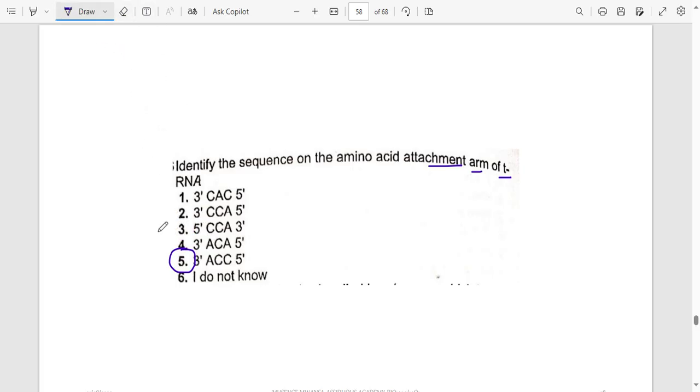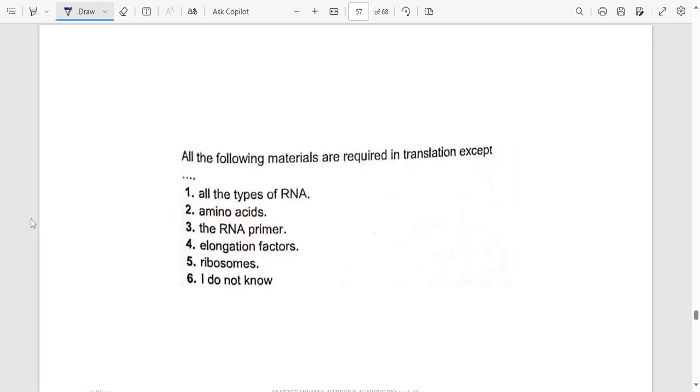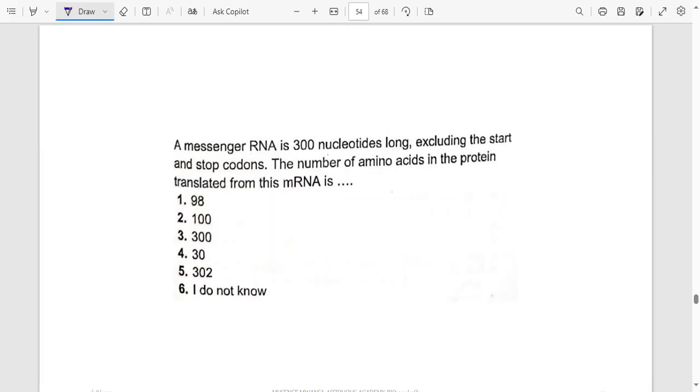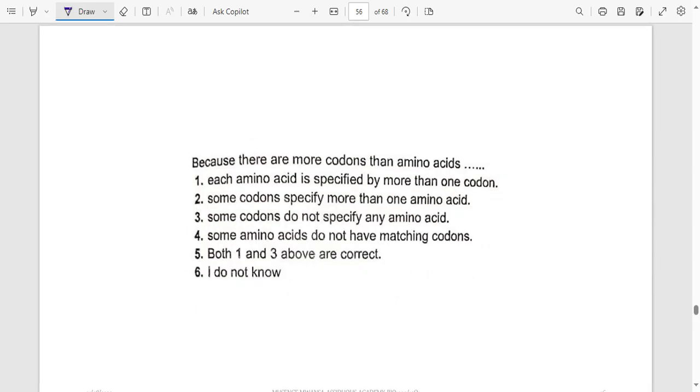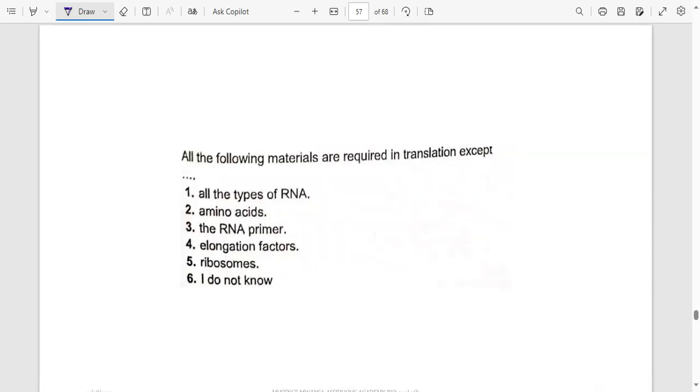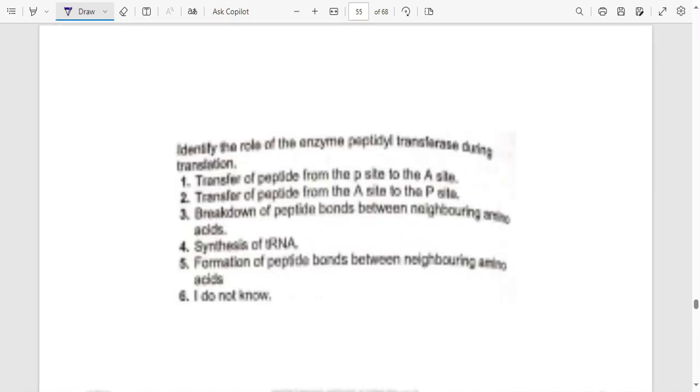3 prime CCA, and then another one I chose 3 prime ACC. So let's now go. Which one is the answer here? I want some more people to support any option. These are the two possible answers, but which one is which? Okay. So for the other questions, you are going to find them. I'm going to come back to that question. I want you to just see for yourself.